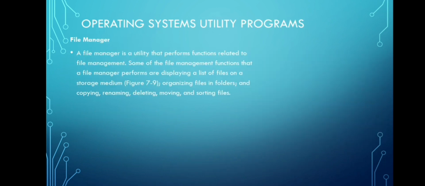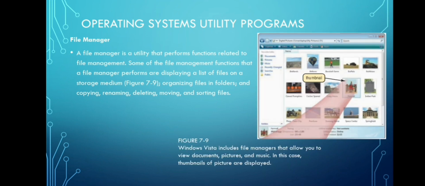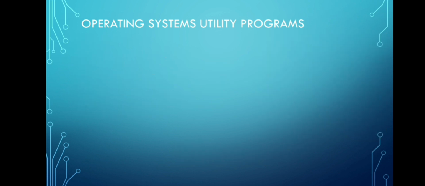Operating systems utility programs. The first utility program is the file manager. A file manager is a utility that performs functions related to file management. Some of the file management functions that a file manager performs are displaying a list of files on a storage medium, organizing files in folders, and copying, renaming, deleting, moving, and sorting files. A folder is a specific named location on a storage medium that contains related documents.